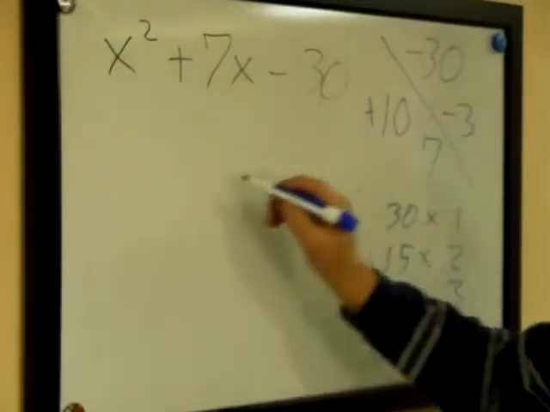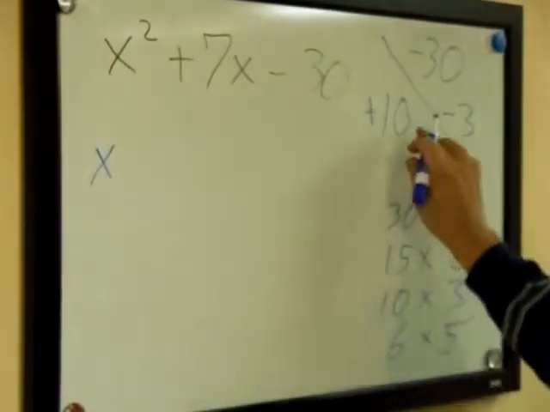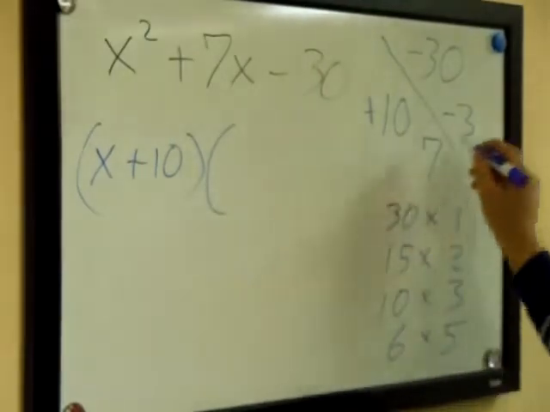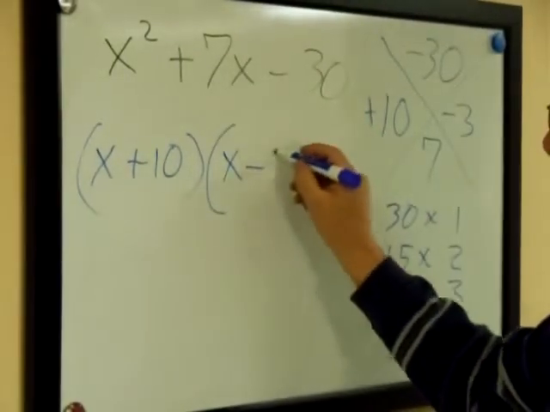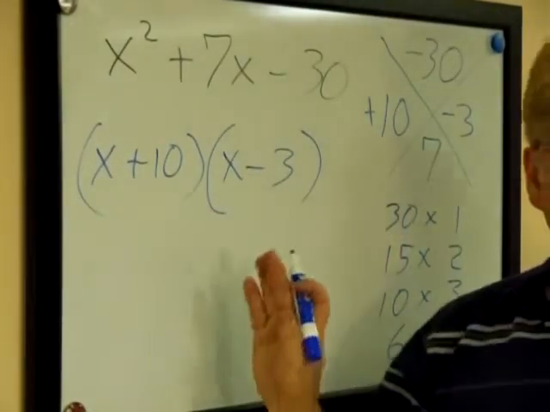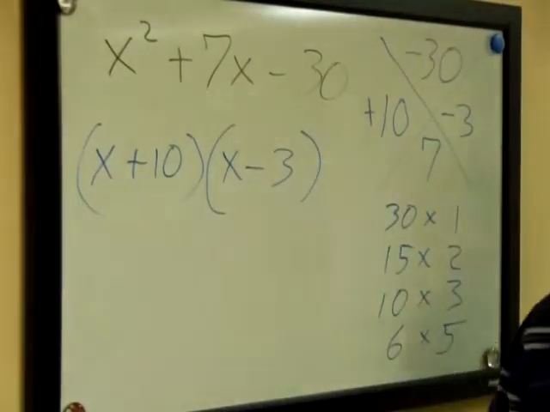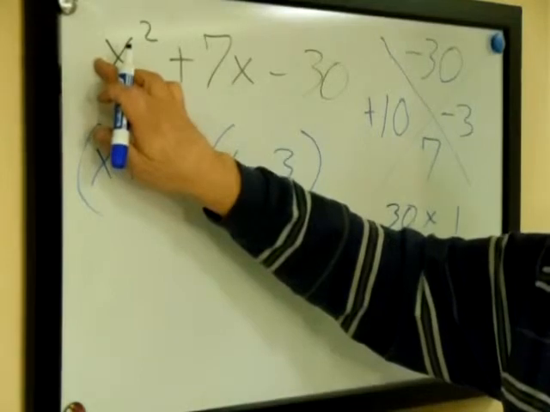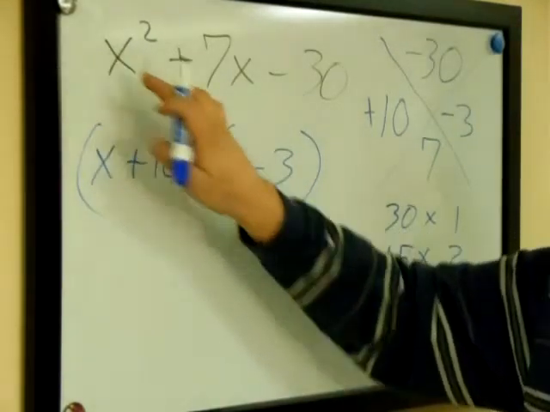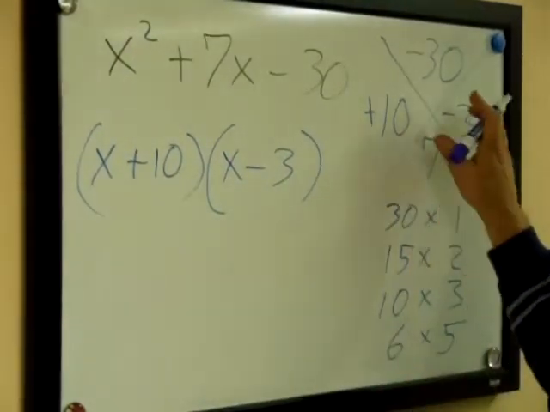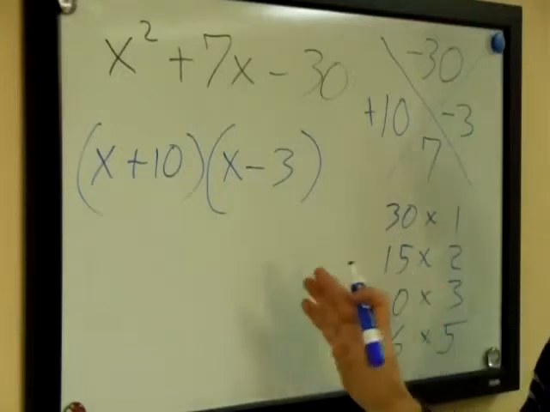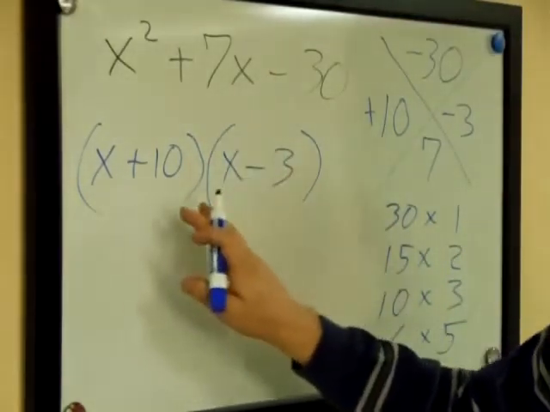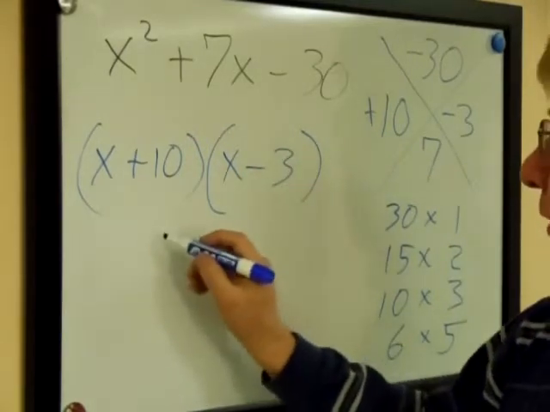So my factors, I would have x plus 10 times x minus 3. And we're done. Those are the factors for this expression. By the way, this technique only works if the coefficient of x squared is 1. If it's more than that, there are other techniques that can be expanded on, but it doesn't work exactly like this. Okay, so if I want to verify this, I can use the FOIL method.